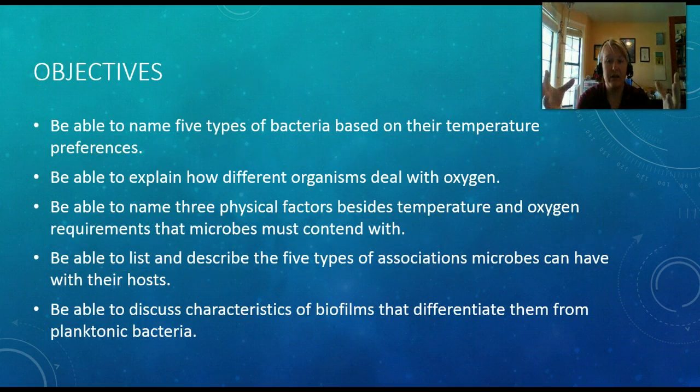So here are our objectives. Just like always, make sure you have a firm understanding that you're able to accomplish all of these before you move on to the next topic. And as always, if you have any questions about the objectives, please let me know. I am here to help you. That's kind of the point of me being here. So let me know if you're struggling with any of these. I know some of them are a little murky.